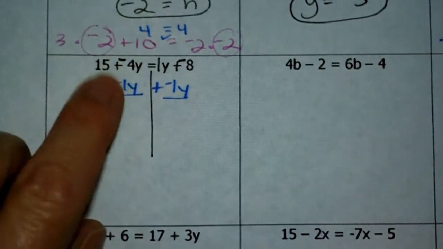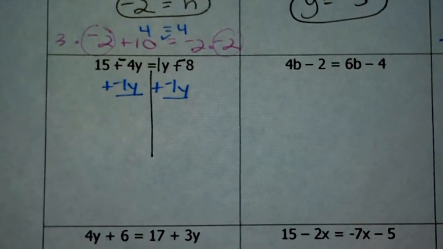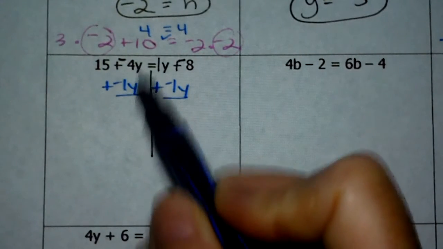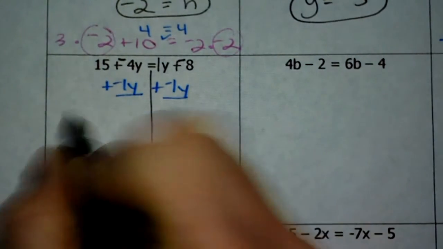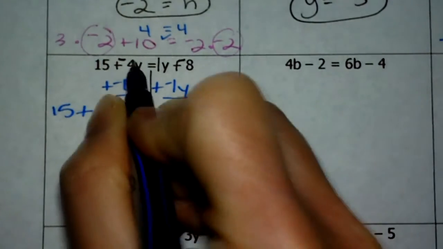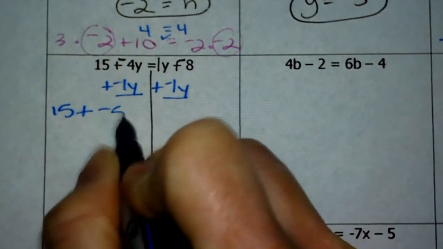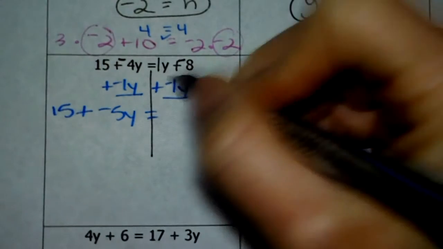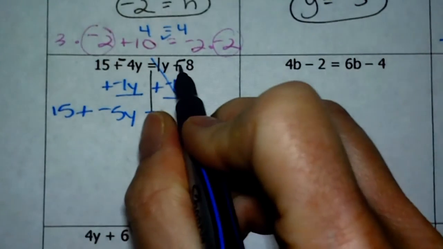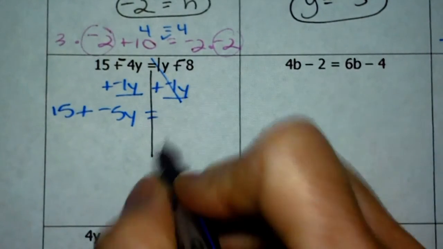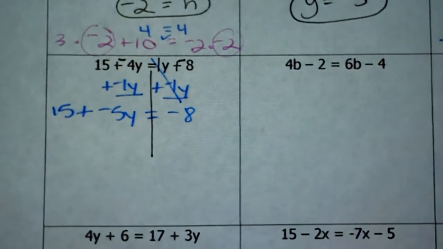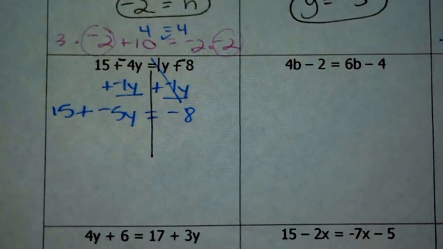Now when we're trying to figure out this side here, we learned about like terms at the beginning of this chapter, right? Only the y's can go together. So this 15 is just going to stay the same. And negative 4y plus negative 1y is negative 5y. Those y's are gone. And we keep changes. Remember, it was minus 8. That means this is a negative 8. Now instead of having a 1-step, we have a 2-step. That's all right. We know how to do those.